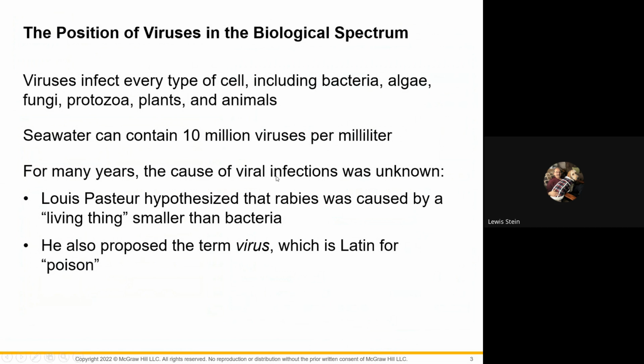So the cause of viral infections was unknown. And so Pasteur was the first one. He coined the term virus, which is Latin for poison. And really it's fairly accurate. They act a little bit like poisons in the sense that most of the damage they do comes from two things. They inherently, when they attach to cells, when they invade them, they cause the cells to be destroyed.